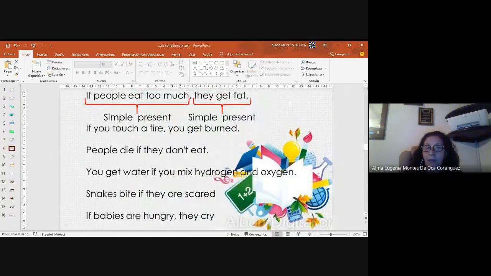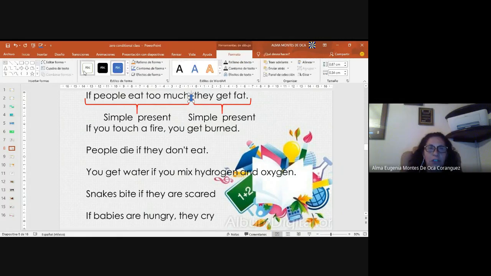Okay, example: if people eat too much, they get fat. Both sentences are in simple present and we have the comma here. The two sentences are in simple present.